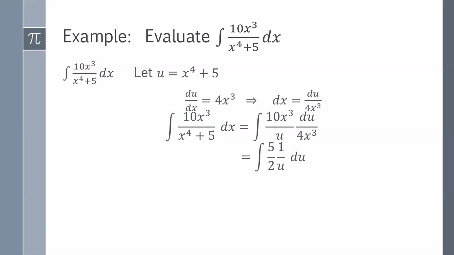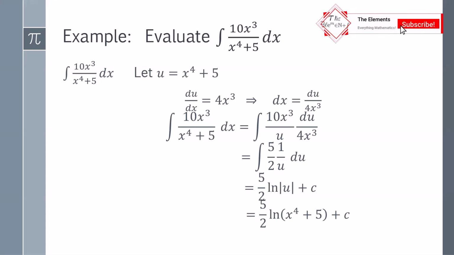That antiderivative is 5 halves log absolute value u plus a constant. And if we back substitute our u, we get 5 halves log of x to the 4 plus 5 plus a constant. Again, if you differentiate that, you'll end up with 10x cubed divided by x to the 4 plus 5.